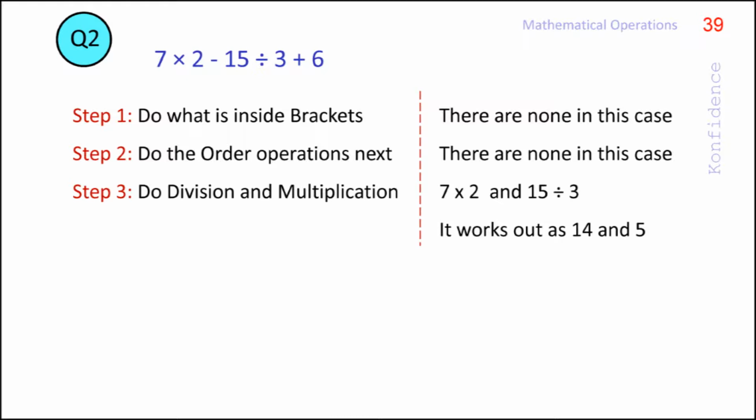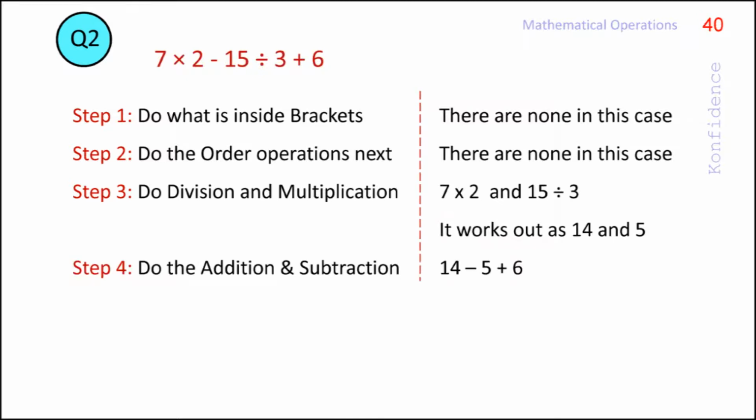So we parse from left to right and do 7 into 2 and 15 by 3. So we have 14 minus 5 plus 6. The next step is addition and subtraction, both of which have the same rank. So we parse from left to right and do 14 minus 5 first and then add the result to 6. So we have 15 as the answer.